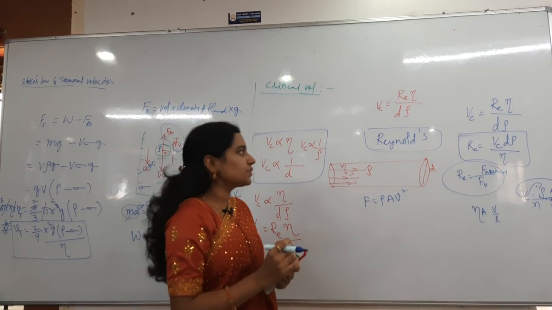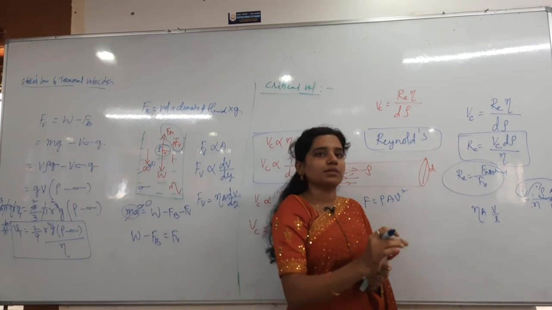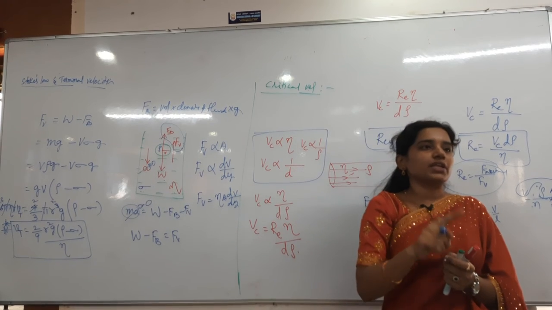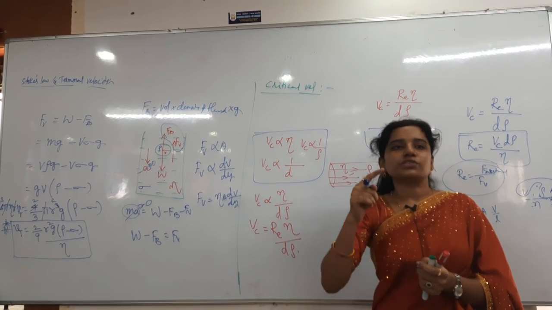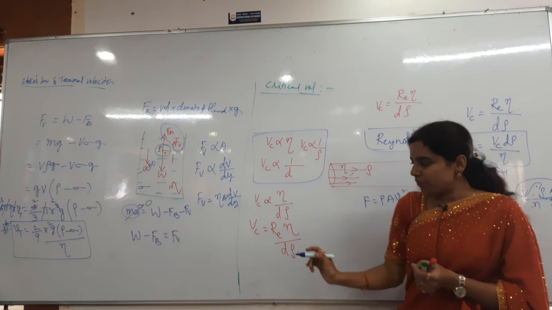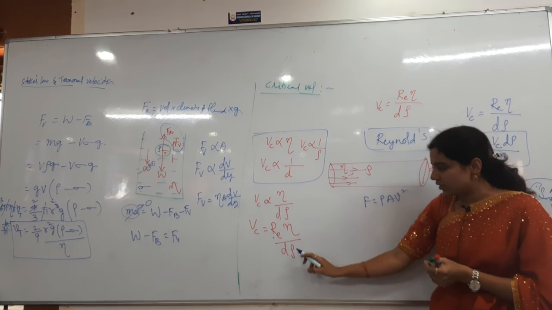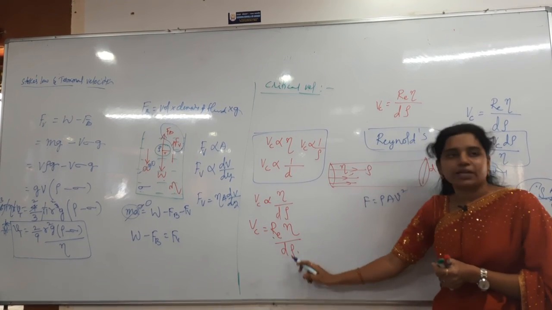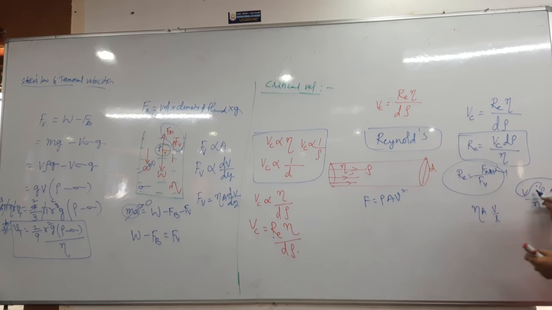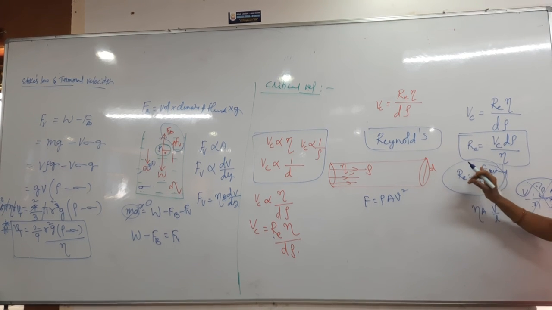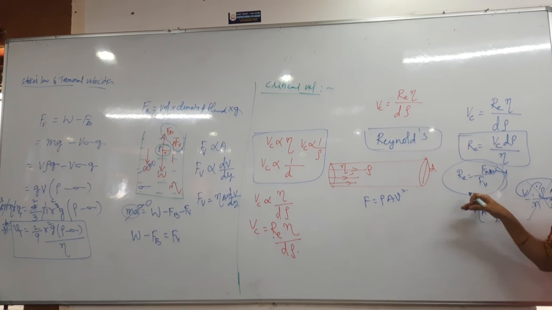First of all, you have to know what the Reynolds number means. The Reynolds number means the ratio of inertial forces to the viscous forces. From here only we can get the Reynolds number formula, that is Vc into D rho by eta. This derivation is not necessary; I said it only to prove the definition. Clear? The Reynolds number is the ratio of inertial forces to the viscous force.